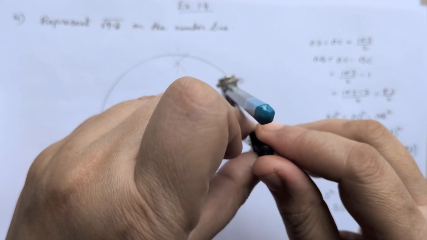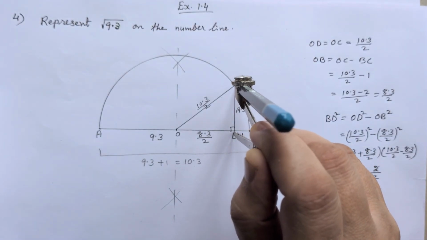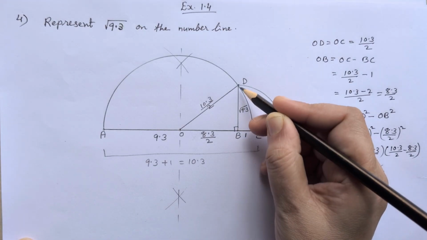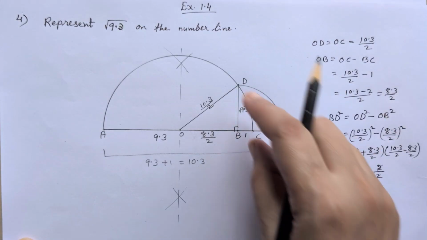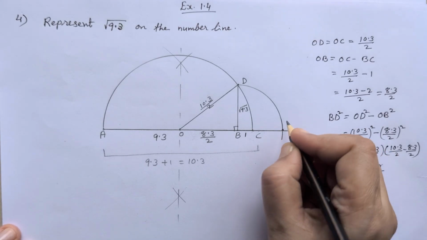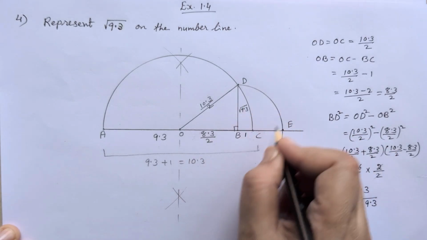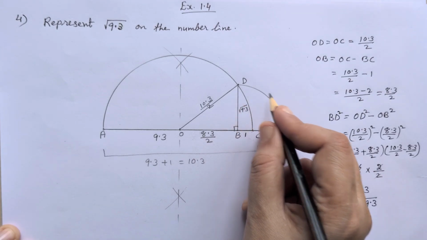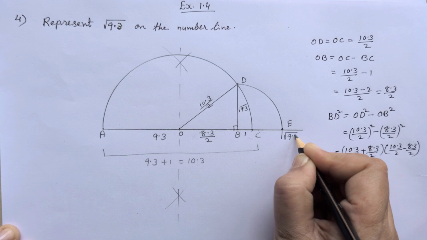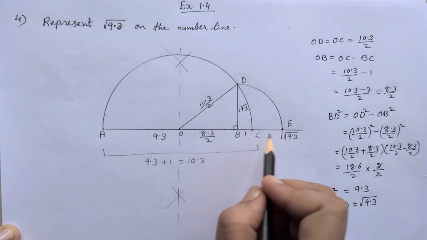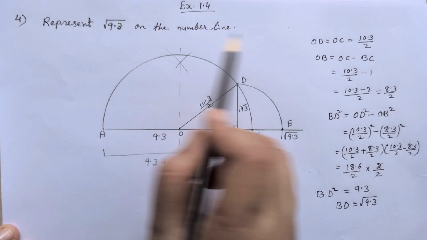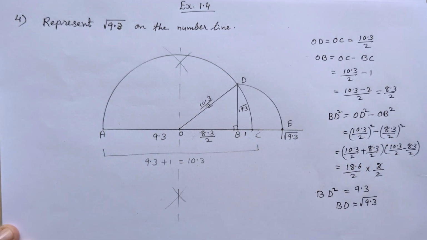Just draw a semicircle or just draw an arc. That means B as the center, BD as the radius, just from here draw an arc. It will intersect the number line. We can mark that as E. So that point represents root of 9.3. So we represent root of 9.3 on the number line. This is the representation.